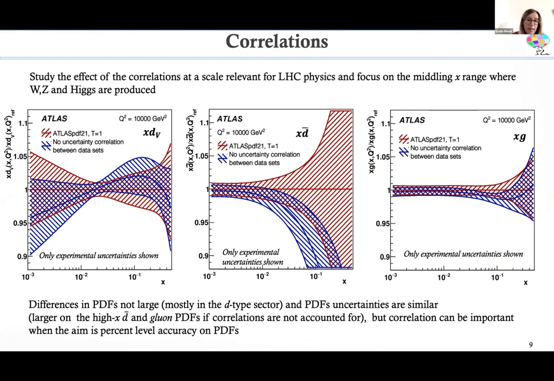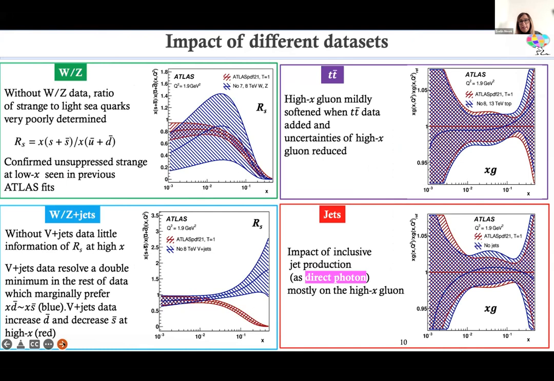Here we compare the result of the nominal fit in red with a fit where the correlations between datasets are ignored. We see that the differences in PDFs are not large, and PDF uncertainties are similar. The main impact is on the d sector, but correlations can be important when the aim is a percent level accuracy on PDFs. And let me now discuss the impact of the different datasets.